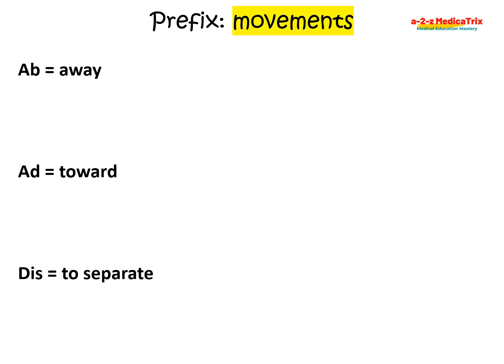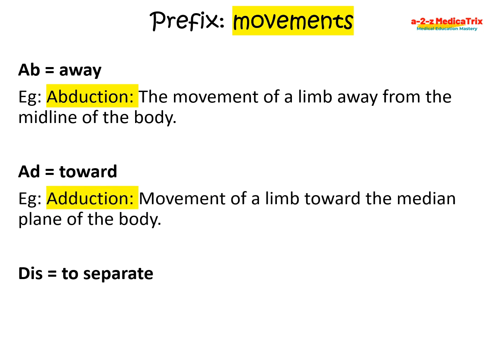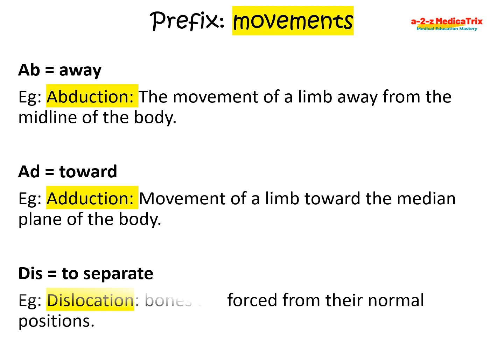Next, prefixes related to movements. First, ab. Ab means away. Example, abduction. In this movement, the limbs will be moving away from the midline of the body. The next, adduction, which is opposite to abduction. That means movement of the limb towards the median plane of the body. Then dis. Dis means to separate. Let's take the example dislocation. Any bones which are forced to move from their original position, that is dislocation.